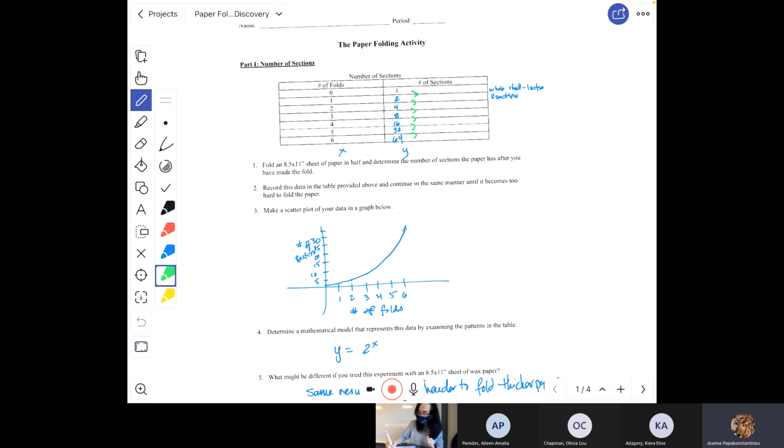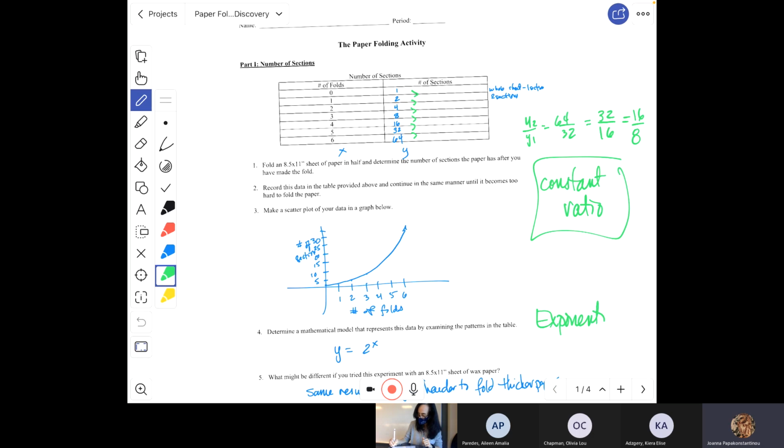So if I were to look at y2 divided by y1, what would I get? I'd get a constant ratio, right? I'm multiplying each time. So if I were to work backwards from our further y values, for example, 64 divided by 32 equals 32 divided by 16 equals 2, and so on. So my constant ratio is what you should recognize for this family of functions known as an exponential function. Our new family of functions that we're working with are exponential functions.